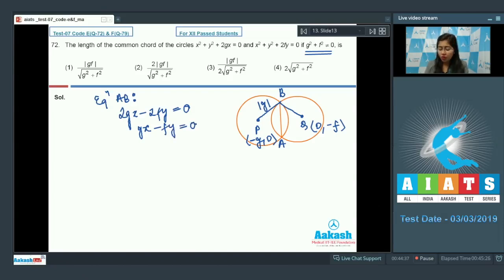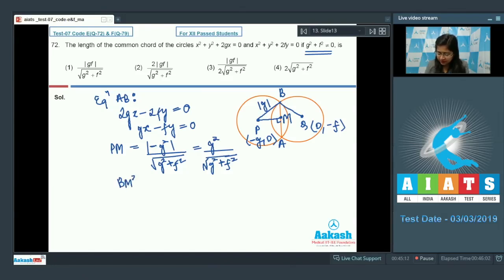Now the equation of AB is known and we know the coordinates of point P. So let us drop a perpendicular from P on AB, and let us say this point is M. So PM will be equal to mod of minus g square upon under root of g square plus f square, right? So this is equal to g square upon under root of g square plus f square. We know the length PM, we know BP. So from here we can find BM square.